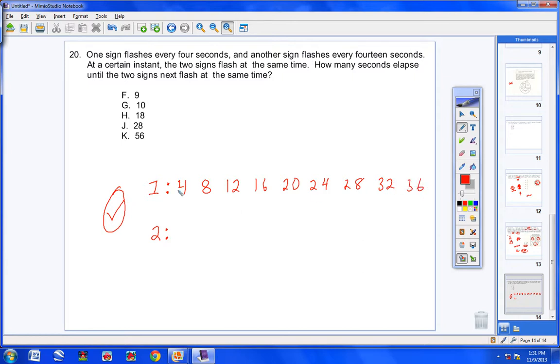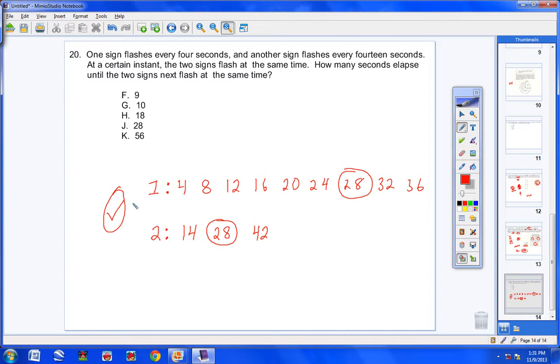From when these two lights last flashed together at the same time, it's been 4 seconds, then 8 seconds, then 12, then 16, then 20. Every 4 seconds, this light flashes. Now down here, this light flashes every 14 seconds. So 14, 28, 42. I'm going to stop right there. I can stop. I found my answer. Right here, look. Look at this. 28 and 28.